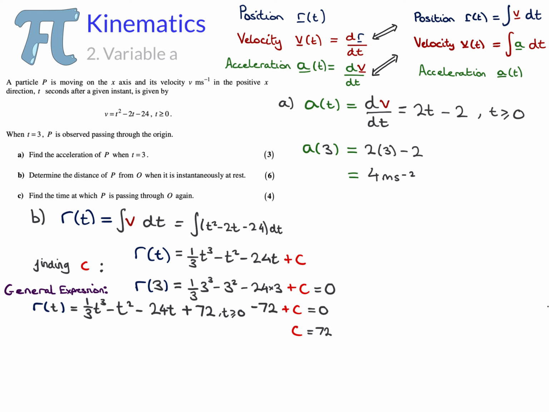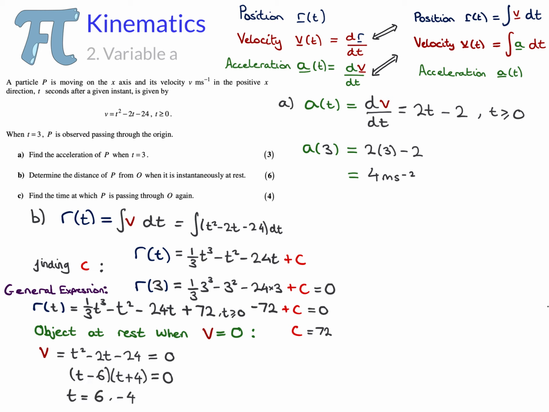When is the object at rest? Well, the object is at rest when the velocity is 0. And so we set v is equal to 0 and see what times this corresponds to. We therefore need to solve this equation. And factorizing shows us that the solution is when t is equal to 6 or negative 4. Now the function is only valid for positive times, and so we deduce that the object is at rest when t is equal to 6.